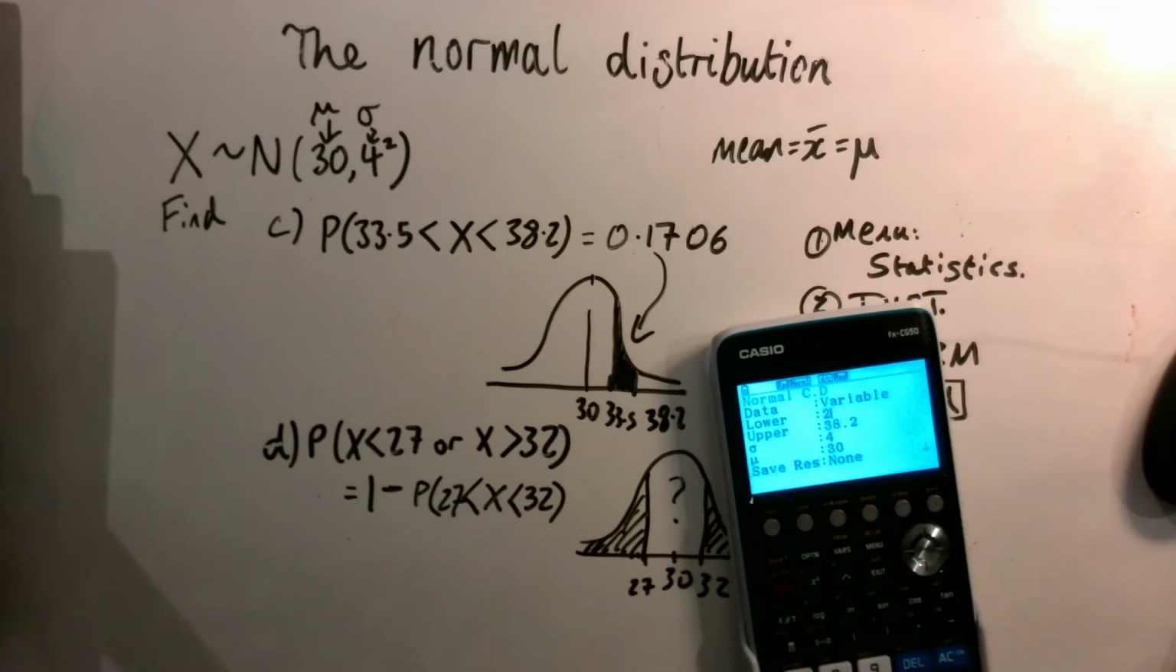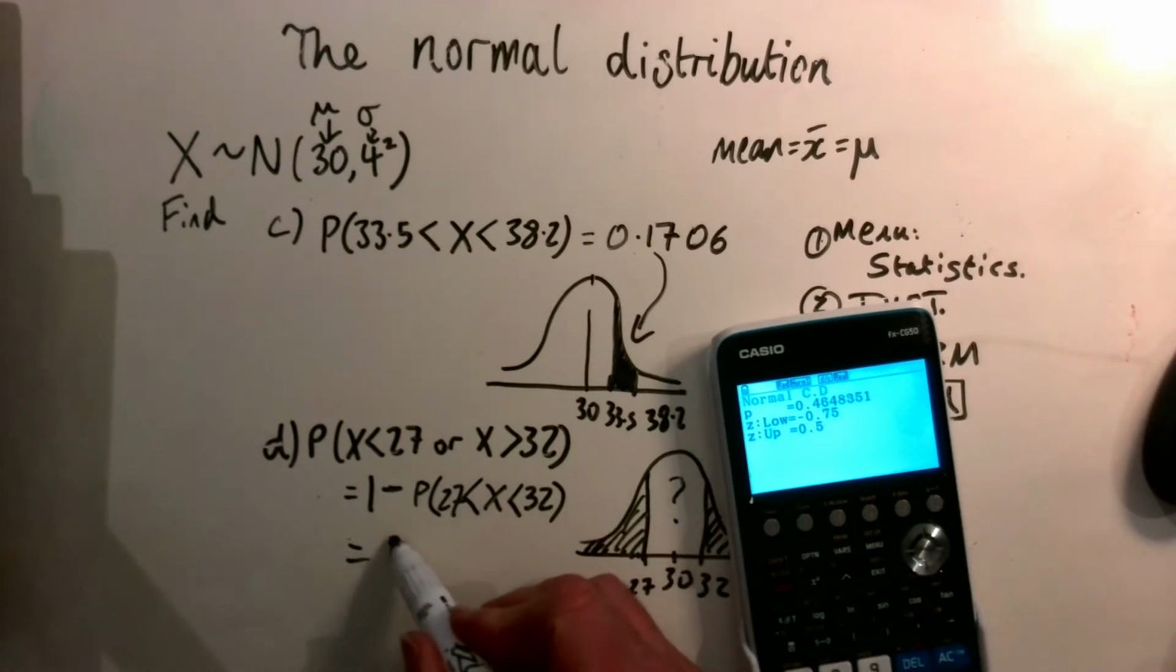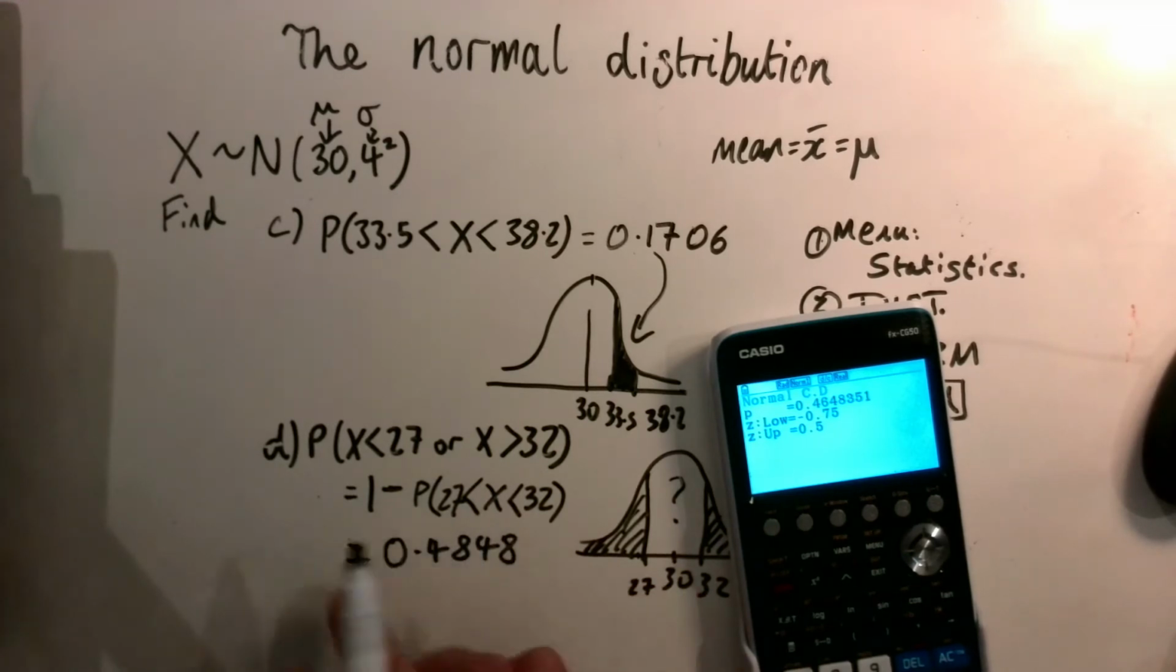So we've got 27 for our lower value, 32 for our higher value. Press equals, and if you did the first thing that I was talking about before going through, you may well have found yourself just out by one. We should have 0.4648 that we're going to take away from 1, which would give us 0.